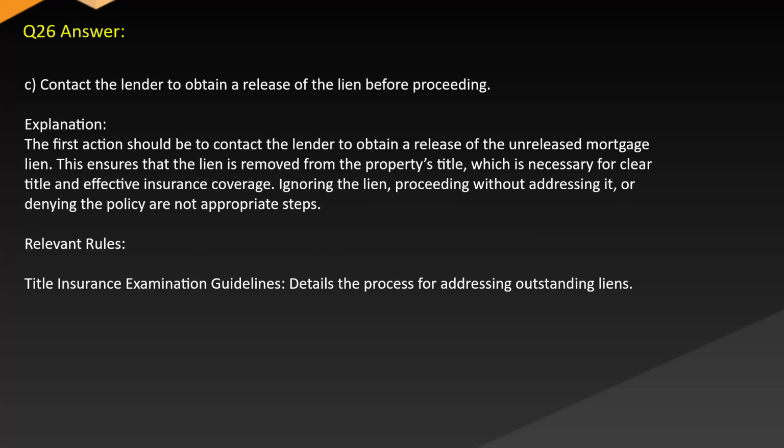Answer: C. Contact the lender to obtain a release of the lien before proceeding. Explanation: the first action should be to contact the lender to obtain a release of the unreleased mortgage lien. This ensures that the lien is removed from the property's title, which is necessary for clear title and effective insurance coverage. Ignoring the lien, proceeding without addressing it, or denying the policy are not appropriate steps. Relevant rules. Title insurance examination guidelines detail the process for addressing outstanding liens.